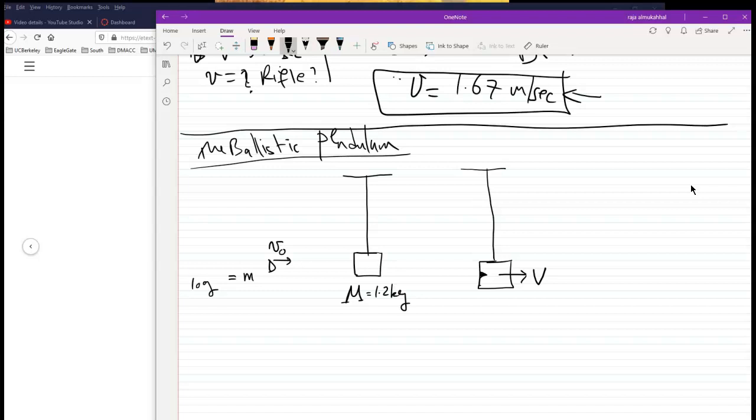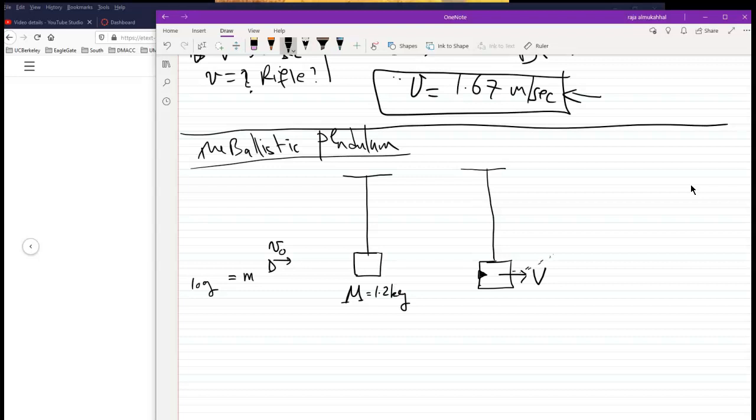Everybody pause and think about that. This is very important to know. The moment the bullet enters the block, it's not yet embedded in there. Right at the moment it enters the block, both block and bullet are going to move with one common velocity. They're going to swing up like that.